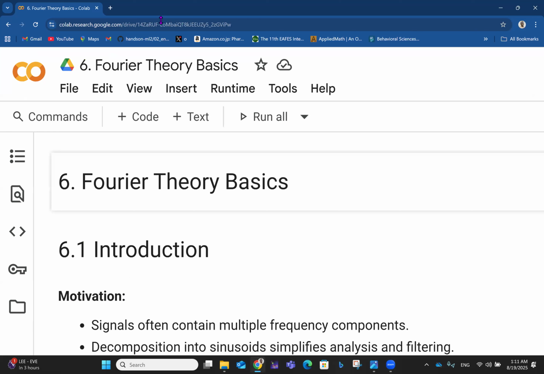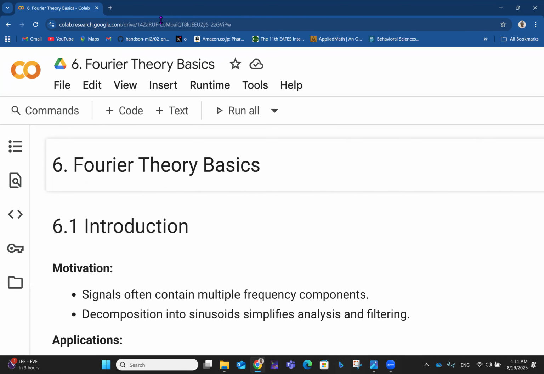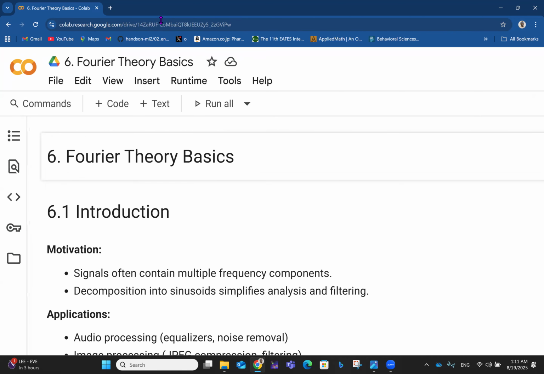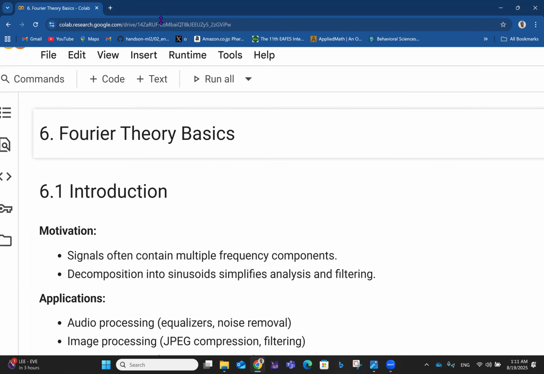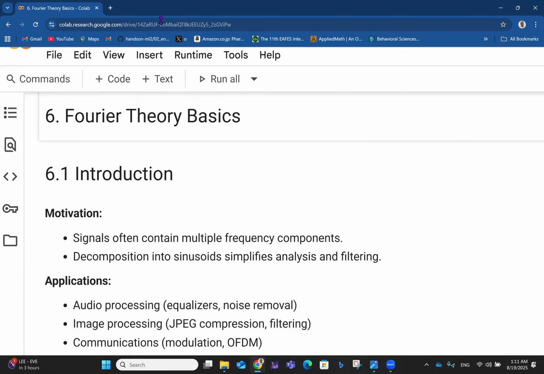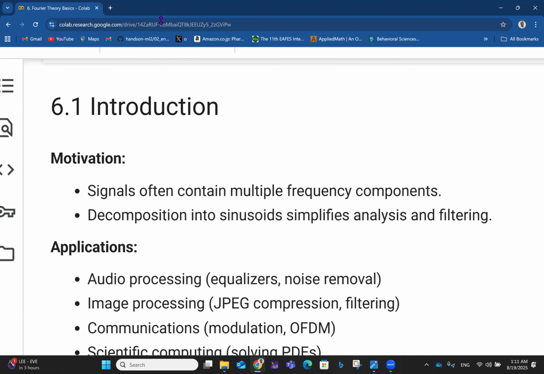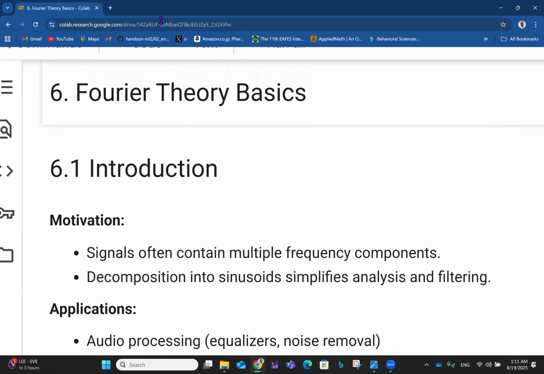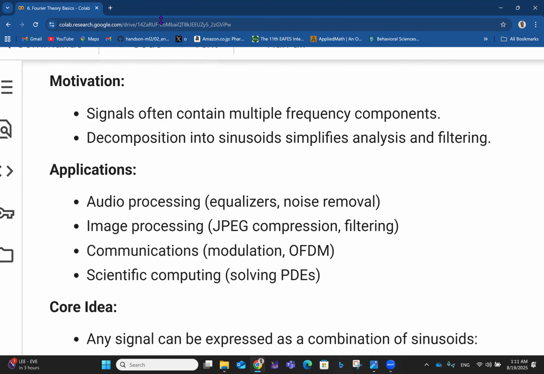Interestingly, I have a playlist on Fourier series which you can check to get the mathematical background of Fourier series. Here, I'll be talking more about the theory, and of course, I'll be showing you some code to implement some things in Fourier series. So Fourier theory basics is what we're considering, and in the introduction, we see the motivation for Fourier theory.